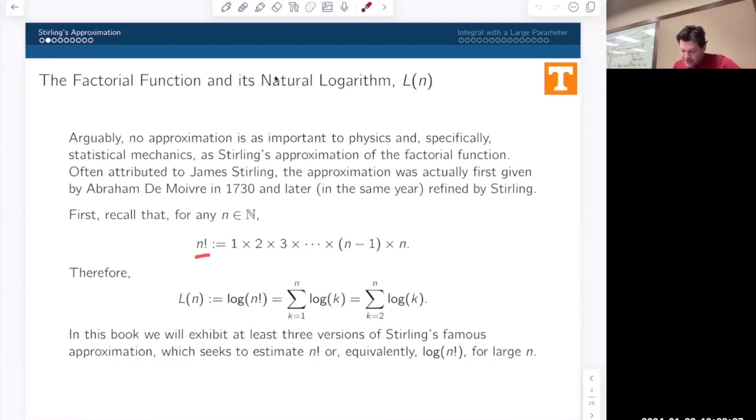So n factorial is just 1 times 2 times 3 times up to n minus 1 times n. It gets really big really fast with n. We want to come up with a good approximation of this that doesn't involve this sort of ugly recursive formula for large n. Now, that's silly in some sense.